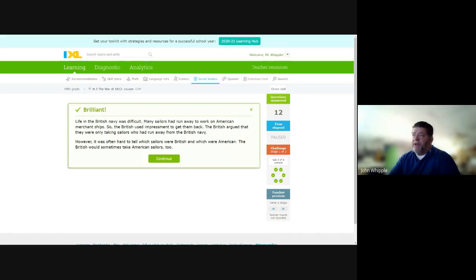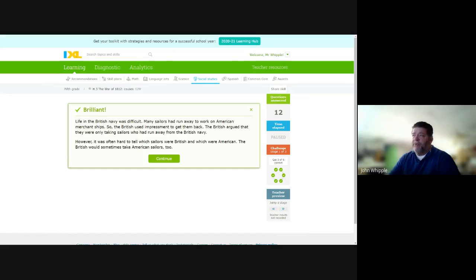Life in the British Navy was difficult. It was very hard to be a British sailor. Bad food, bad pay, harsh conditions. Many sailors had run away to work on American merchant ships. So the British used impressment to get them back. The British argued that they were only taking sailors who had run away from the British Navy, which was a lie. However, it was often hard to tell which sailors were British and which were American.